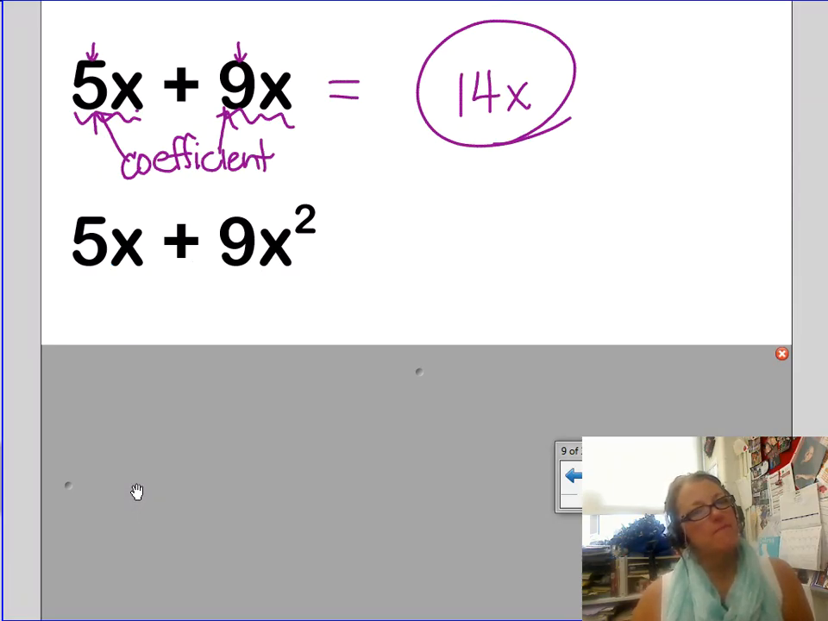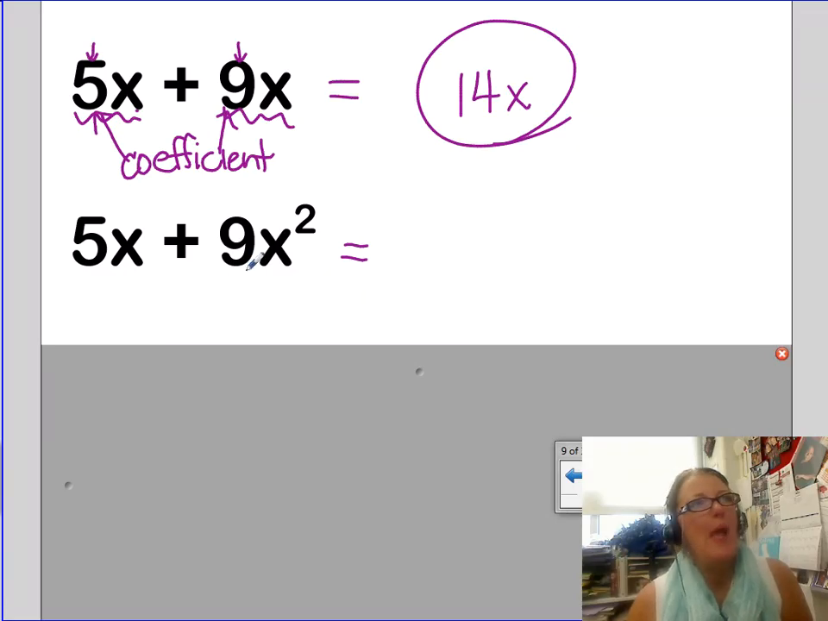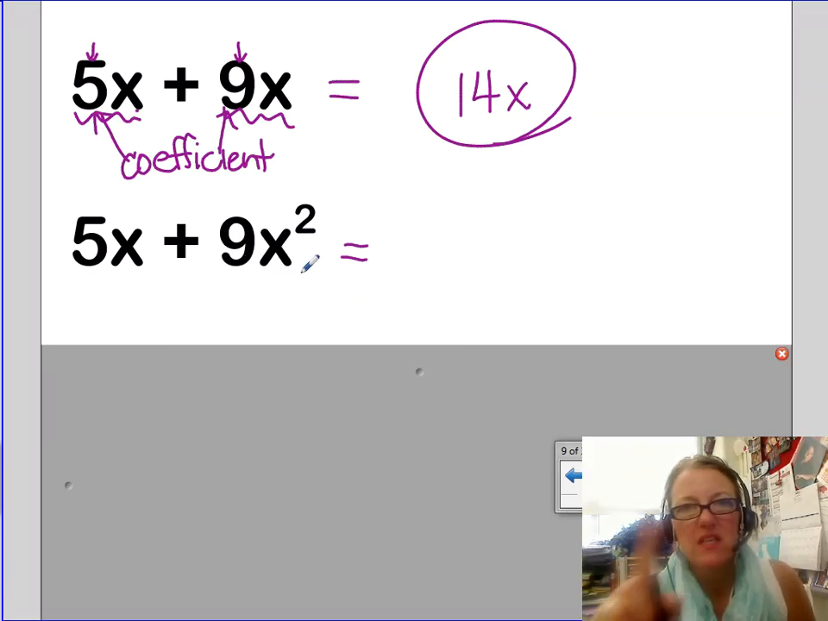All right, so if I gave you one that looked like this, 5x plus 9x to the second power, you might be tempted to just say, oh, well, what's going on with that variable? They're both x's, but this is x to the second power. Our definition back here said the variable had to be raised to the same power, so guess what? We can't combine these. Illegal move.